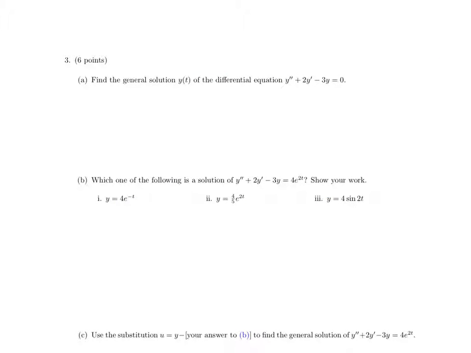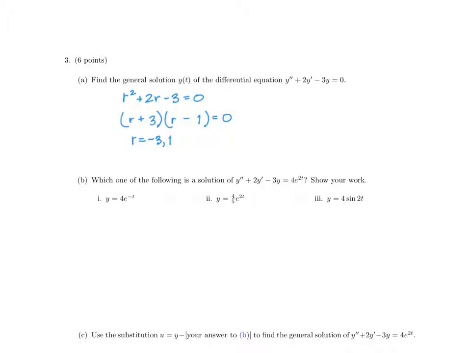We begin with a question that has a pretty straightforward part A. We want to find the general solution of the following differential equation, y double prime plus 2y prime minus 3y equals 0. We know that this is going to rely on the characteristic equation, which looks like so. And we solve this characteristic equation in order to find its roots. We find them to be -3 and +1. And so we have two real roots.